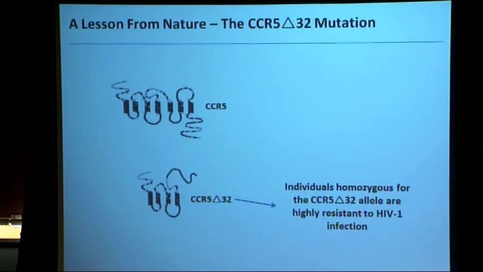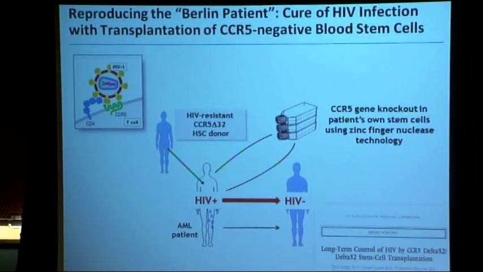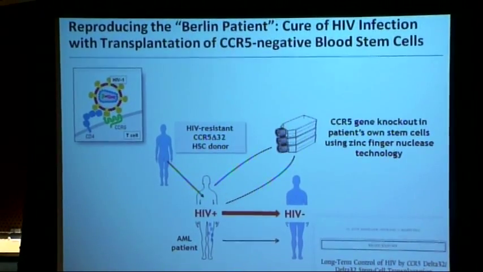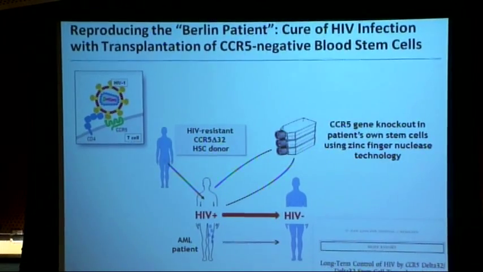And there's a natural mutation called CCR5 delta 32, and this mutation is present in the Caucasian population at about 10%. About 1% or so are biallelic or homozygous for this mutation and resist HIV infection. And so the idea is then that we take these resistant cells and put them back into a patient that has HIV and allow them to become HIV negative, and that experiment's been done.